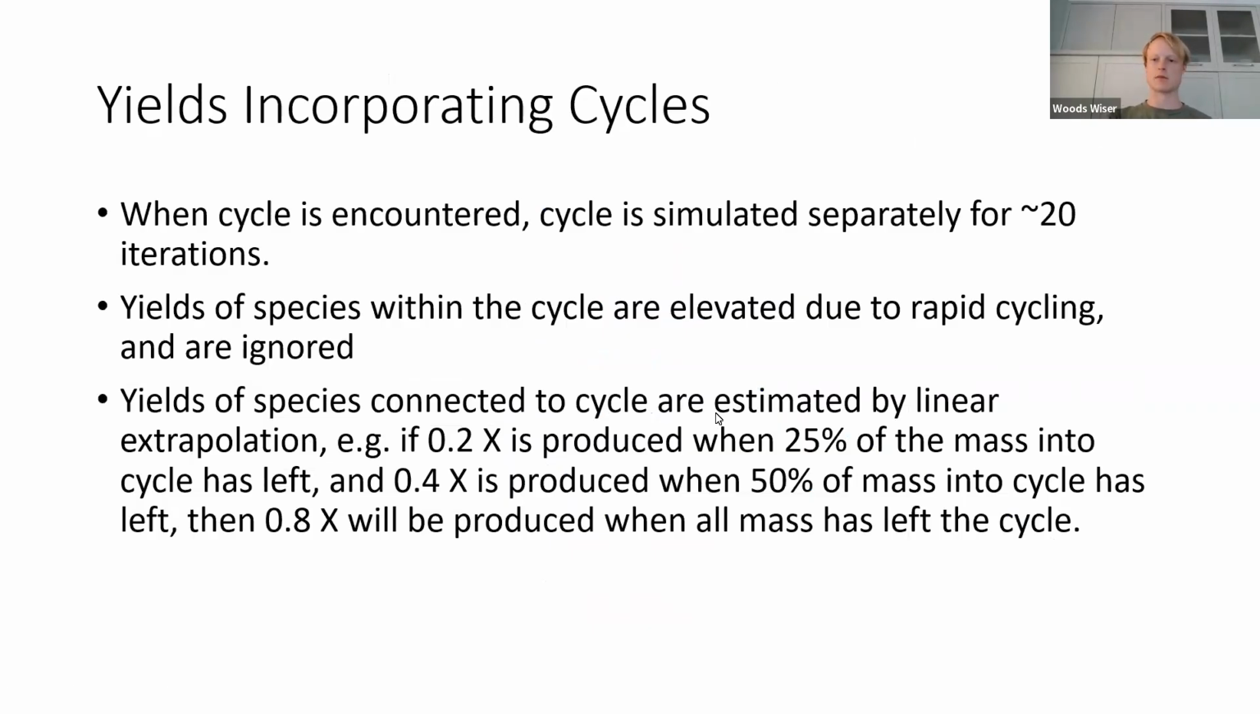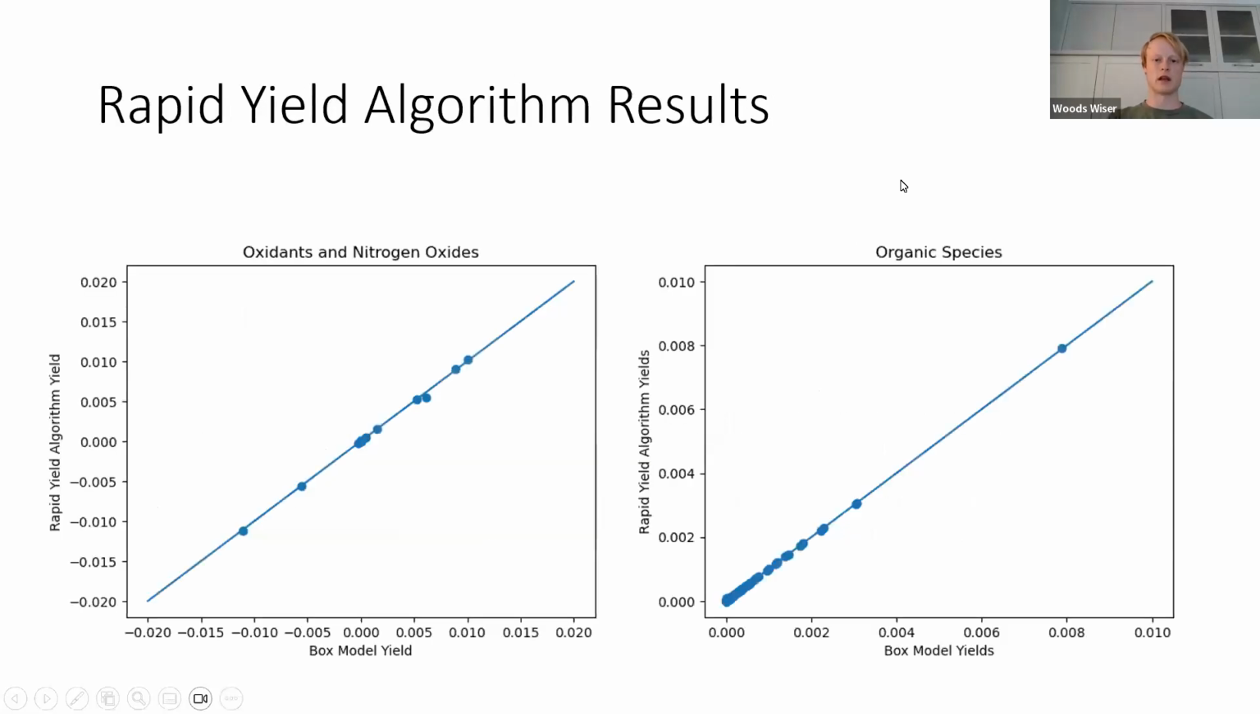So this is just a summary of that cycle description. And then here are some results, and it's actually gotten a little better since this plot. I'm plotting species yields measured in a box model versus species yields measured by the algorithm, including oxidants and nitrogen oxide. So I have a process for tallying how much of those are produced or consumed. And it's pretty much right on the mark.